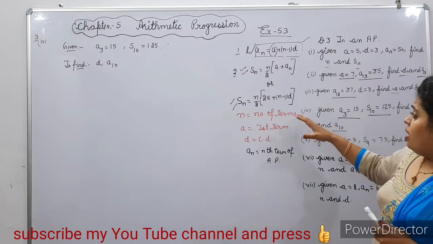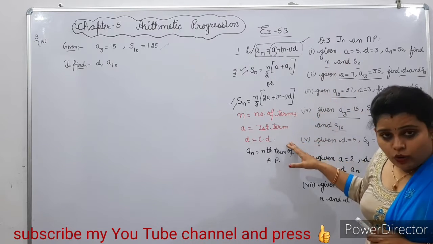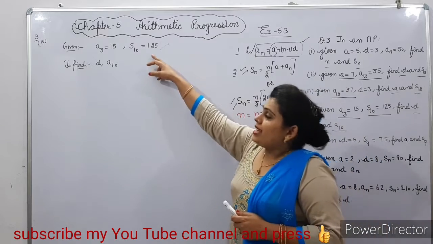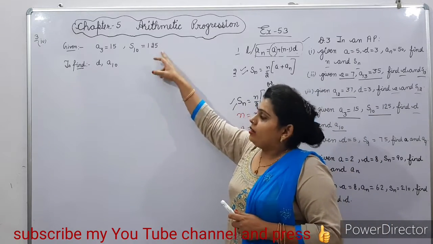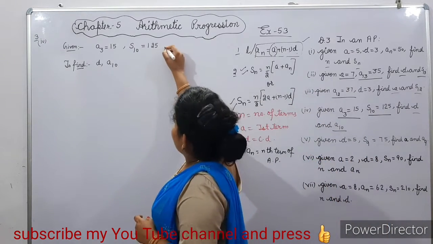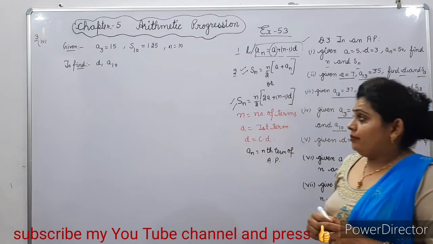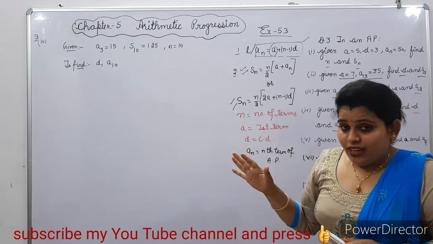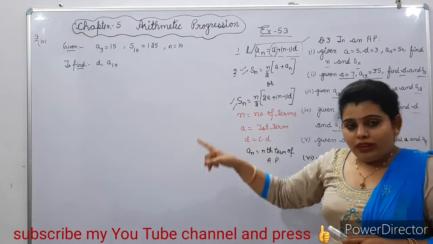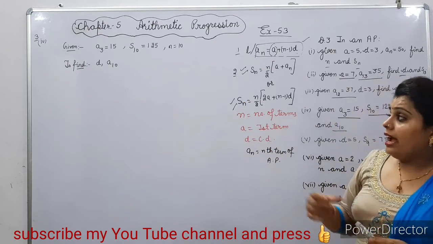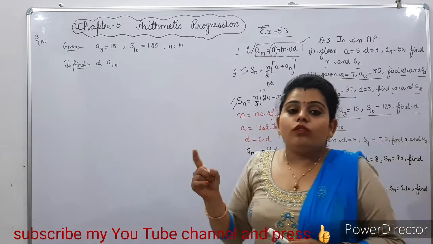Yes dear students, अभी तक हमने क्या किया है? Sn फाइंड आउट किया है, बट यहाँ पे हमें Sn गिवन है. Sum of 10 terms is given and we can see that from here n is equal to 10. अब हमें यहाँ फर्स्ट टर्म भी गिवन नहीं है. We have to find D, common difference, and A10, the 10th term of the AP.